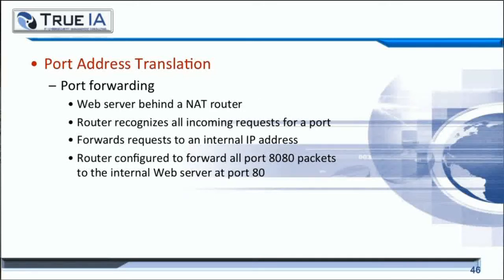So with a web server behind a NAT router, that router recognizes all incoming requests on a given destination port. It then forwards that request to an internal IP address. For instance, if the router is configured to forward all port 8080 packets to the internal web server on port 80.